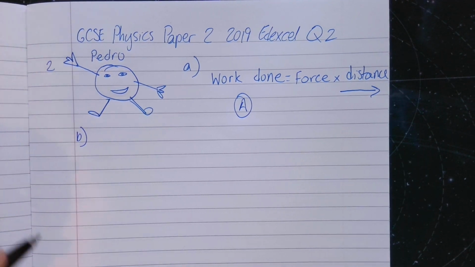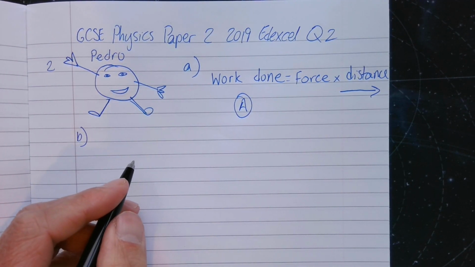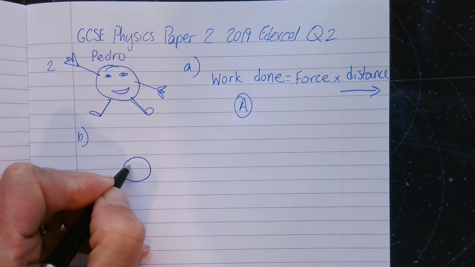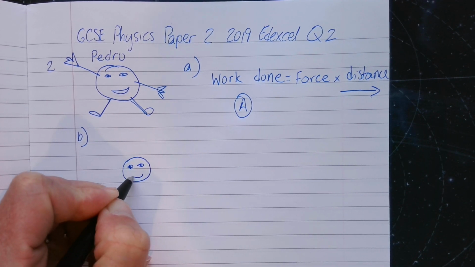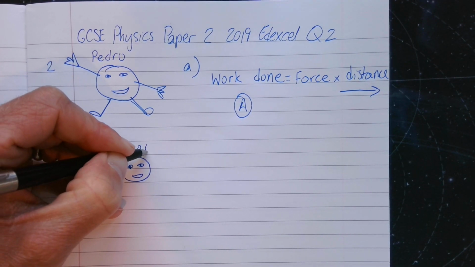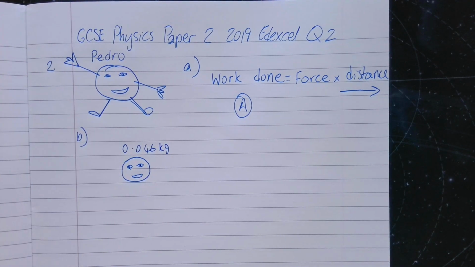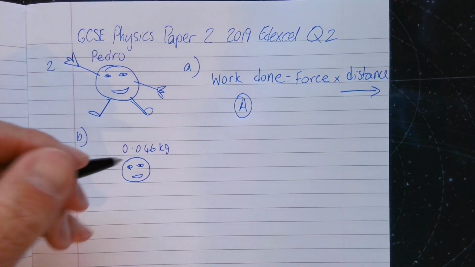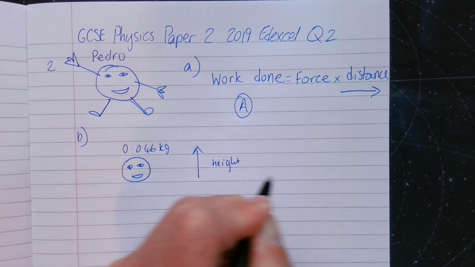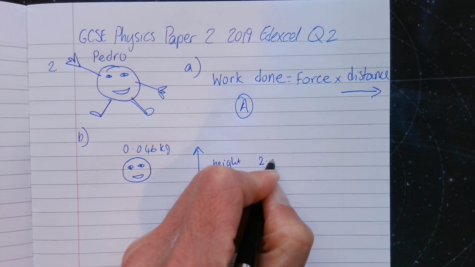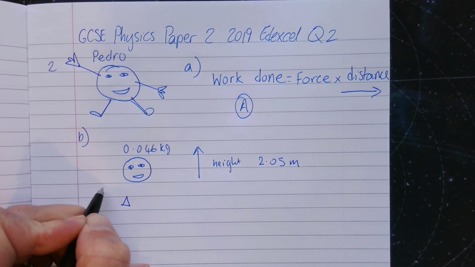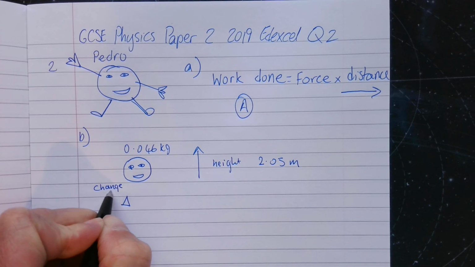Next we have an equation that we need to solve here. It says a ball, but let's use a mini model of Pedro. We'll get rid of his arms and legs for the moment. Hope he doesn't mind too much. So we're saying it must be a mini Pedro because it doesn't weigh very much, 0.46 kilograms. And Pedro is going to be lifted through a vertical height of 2.05 meters.